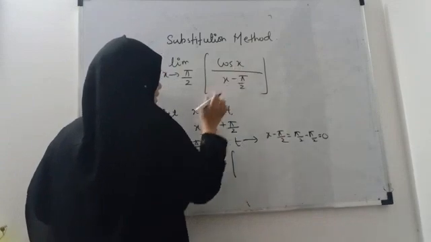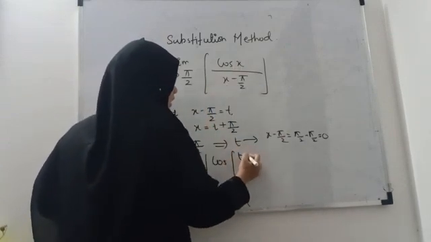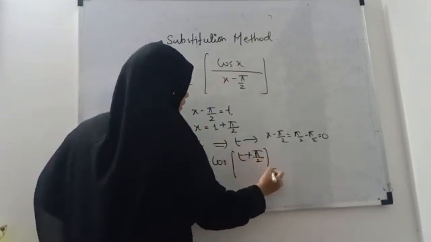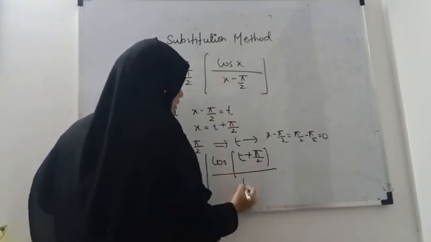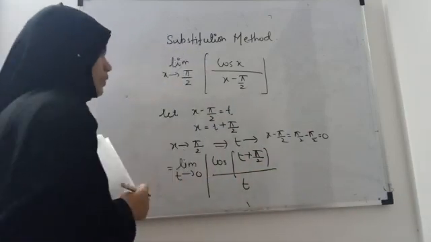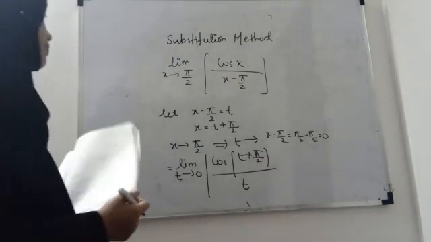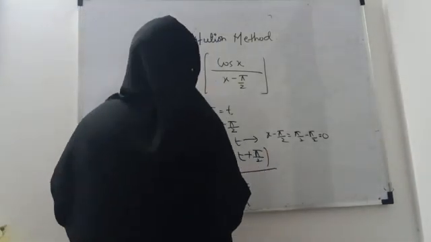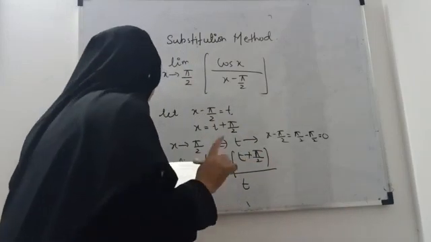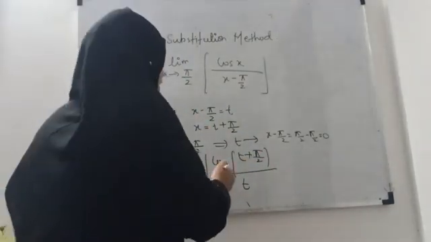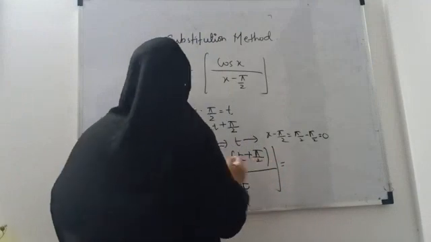In place of x we will write t plus pi by 2, right? Divided by x minus pi by 2, which is equal to t. Yes? Now we know that cos of theta plus pi by 2 is equal to minus sin theta. Okay, allied angle, minus sin theta.